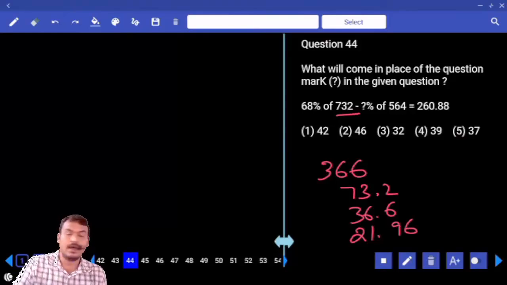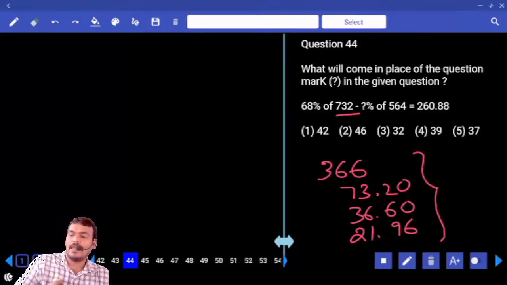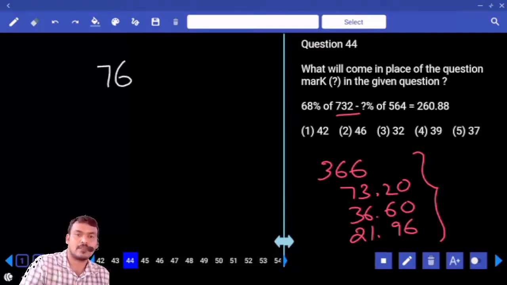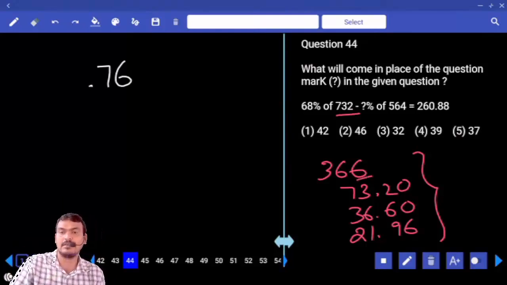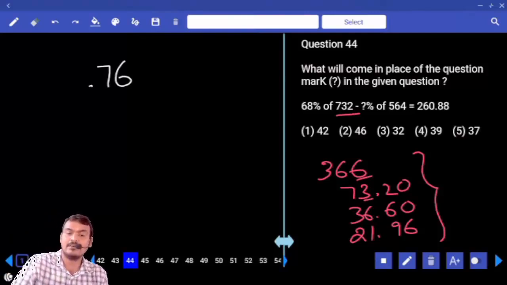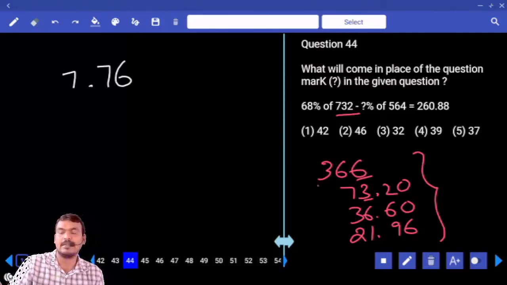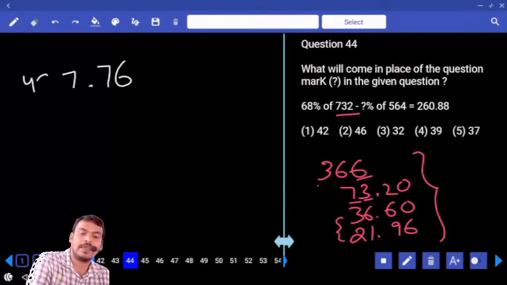3%, 21.96. All these are adding or subtracting? Adding. First adding the last two digits. 20 plus 60, 80. 80 plus 76, 176. 0.76. Carry value 1. 6 plus 3, 9. 9 plus 1, 10. 10 plus 7, 17. Next 36 plus 1, 37. Plus 7 means 44. 44 plus 5, 49.